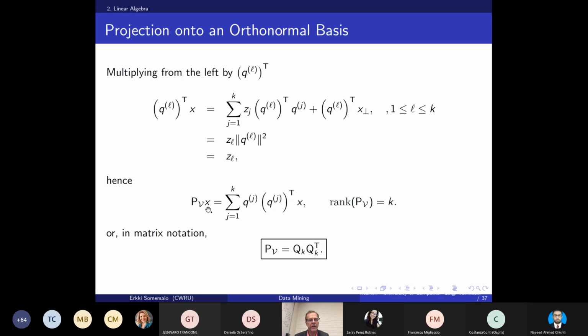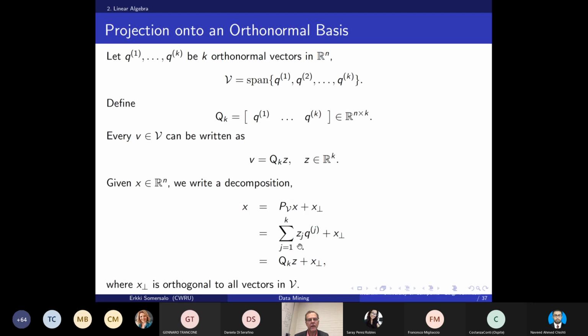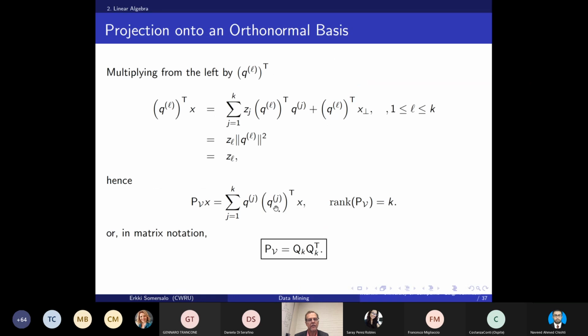So I'm writing now the projection of x using this expression. I have zj's times qj's. I know what zj is: it is qj transpose x. So I'm plugging it in here. And what I find is that the projection matrix can be written simply by taking the matrix qk times its transpose. This qk is an n by k matrix, and its transpose is a k by n matrix. And so I get an n by n matrix.